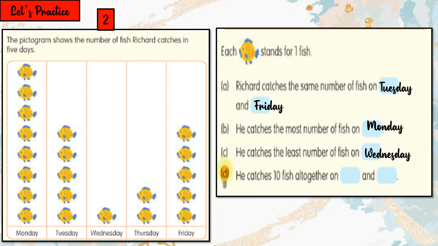And the last, the question D, he catches 10 fish altogether on which two days? Richard menangkap 10 ikan keseluruhan pada hari apa dan hari apa? Hari apa ditambah hari apa sehingga jumlah ikan yang ditangkap 10. What day? Good job. Monday and Thursday. On Monday, Richard catches 8 fish. And on Thursday, Richard catches 2 fish. And then, the next answer. On Tuesday and also on Friday, he also catches 10 fish altogether. Jadi selain hari Senin dan hari Kamis, ternyata hari Selasa dan hari Jumat, Richard juga menangkap 10 ikan keseluruhannya.